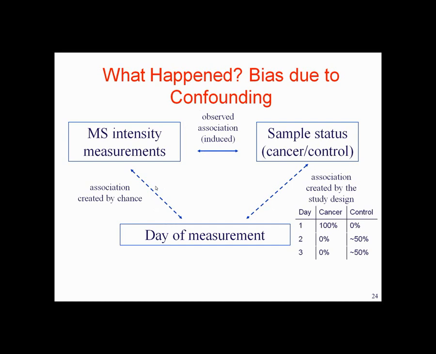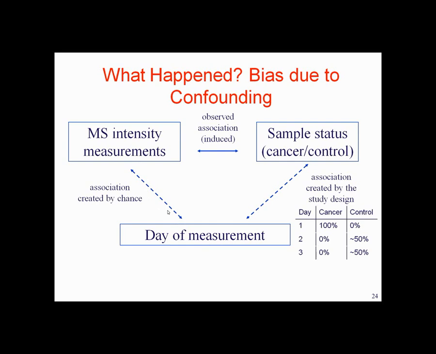And because of this, if you forget about the day of measurement, essentially what you see is that for some reason cancer and control samples are related with different intensity measurements, whereas this effect is actually due to the fact that there was an association between the day of measurement and the sample status, and the association created by chance between intensity measurements and the day. So this is actually a design problem.